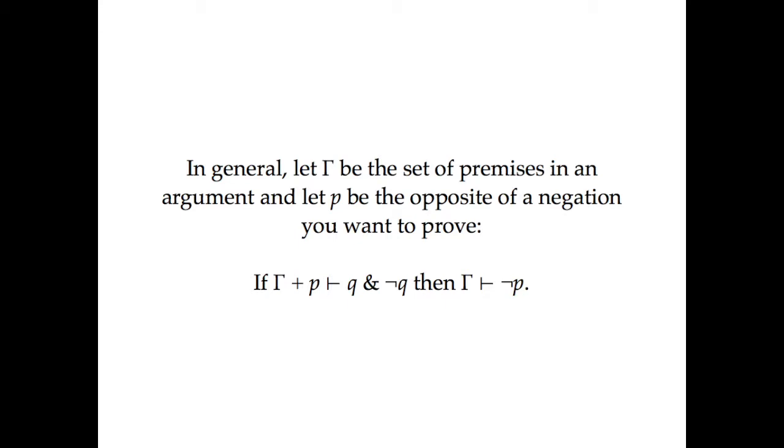In general, let gamma be the set of premises in an argument, and let P be the opposite of the negation that you are trying to prove. Here is the inference rule. If gamma plus P proves Q and not Q, then gamma proves that not P. I'll give you an example of how to use this in just a minute. But before I do that, I want to explain a little bit more precisely why this is a good rule. Here's the explanation.